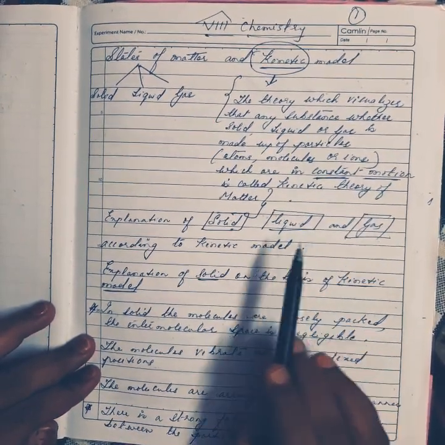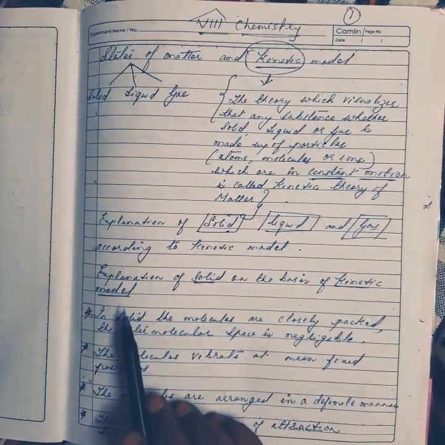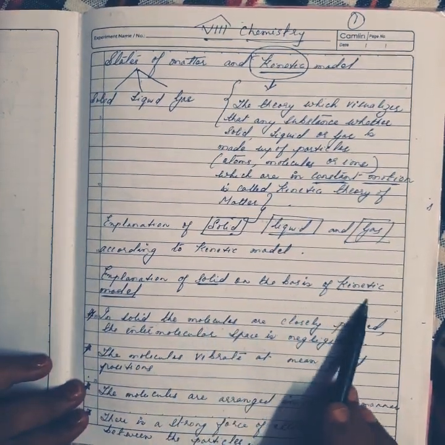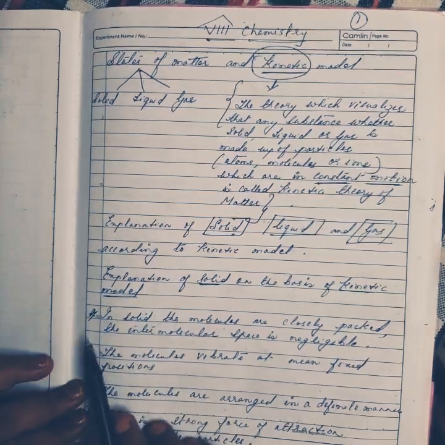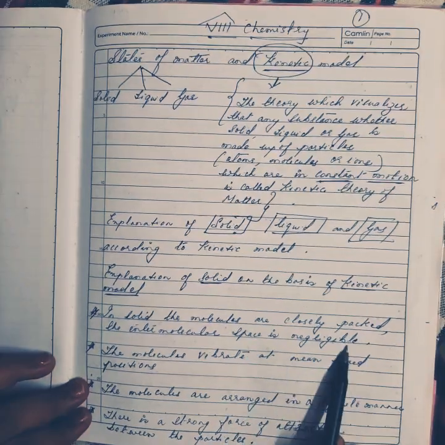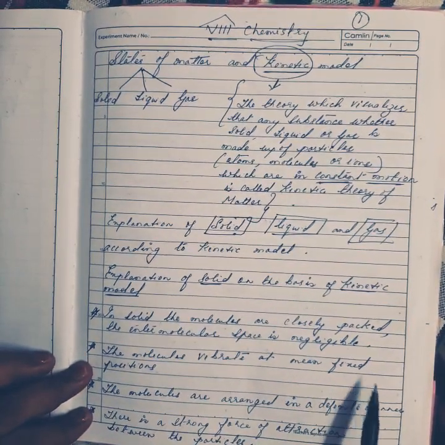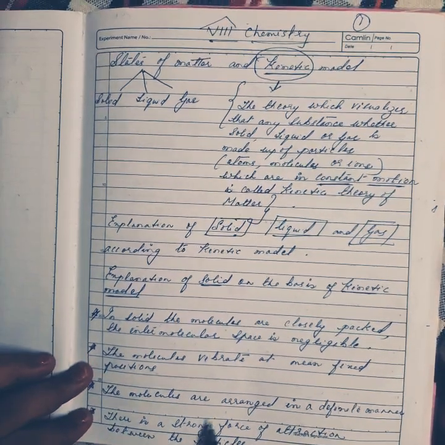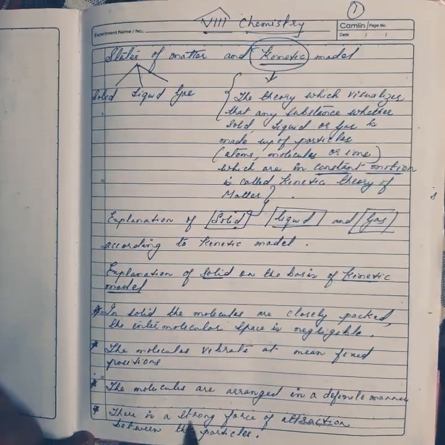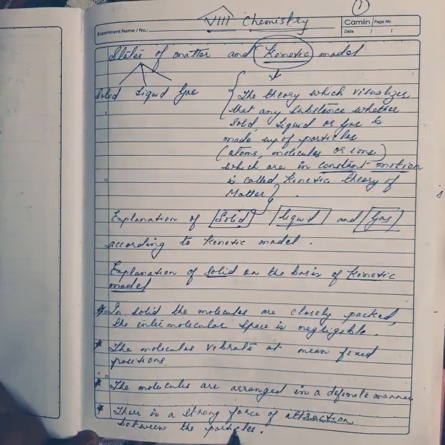In your textbook it is given in paragraphs, but you have to write in points, as it is written here. Explanation of solid on the basis of kinetic model. Number 1, in solid the molecules are closely packed. The intermolecular space is negligible. Second point, the molecules vibrate about mean fixed positions. The molecules are arranged in a definite manner. And there is a strong force of attraction between the molecules or particles.